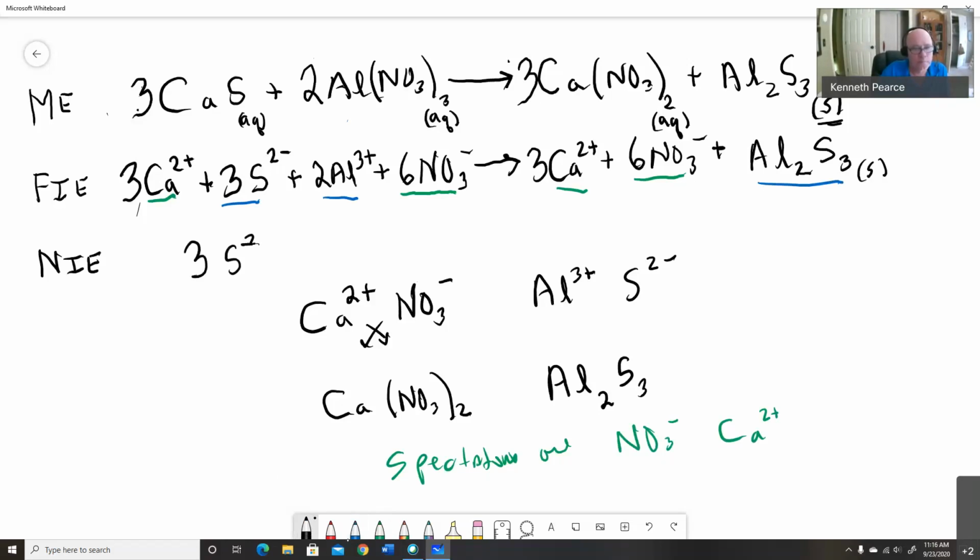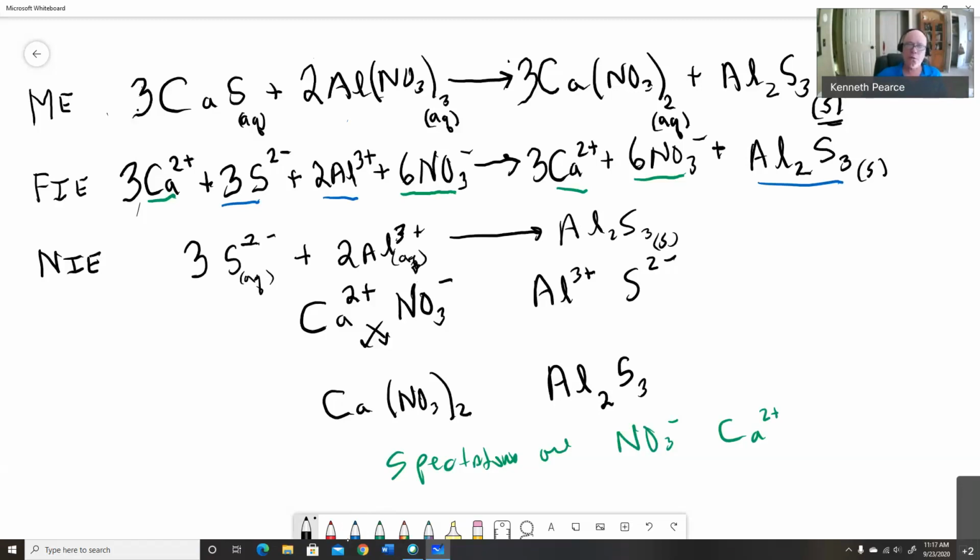And so we say the net ionic equation is the 3 sulfides plus the 2 aluminums, 3 pluses, ends up in aluminum sulfide. And of course, that's solid. And these guys over here are aqueous. They're still aqueous even as ions. And there they go. So this is a key skill for this chapter.